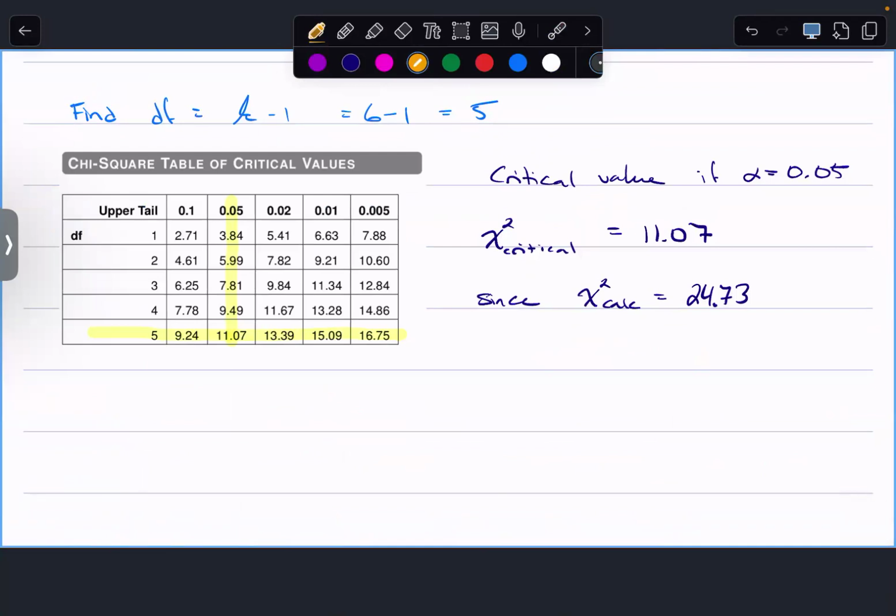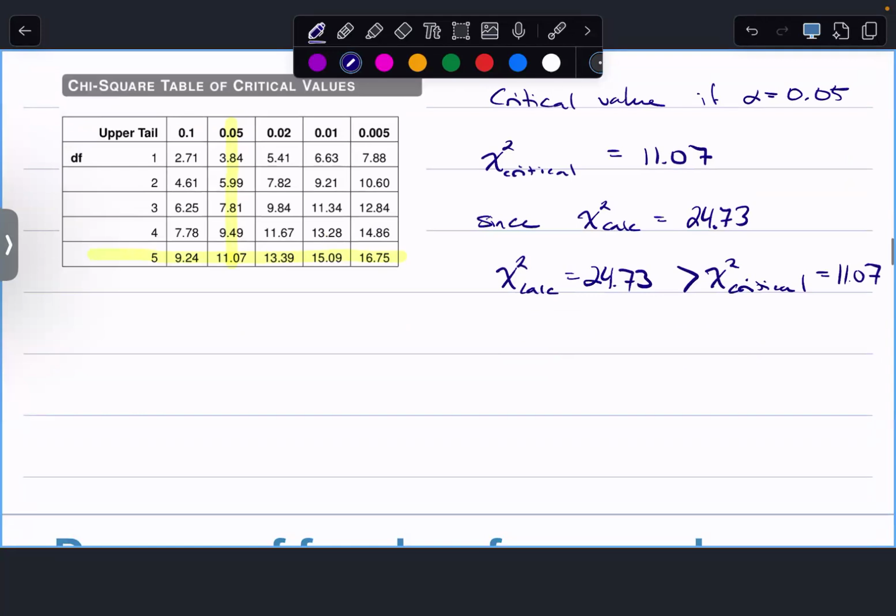So my chi-squared calculated is 24.73, which is greater than my chi-squared critical. And you can say it in words. You don't have to use the inequality. But because my chi-squared calculated is larger than the critical value, then I have enough evidence to reject H naught. We have enough evidence to reject H naught in favor of HA. Which means that they are not evenly distributed.